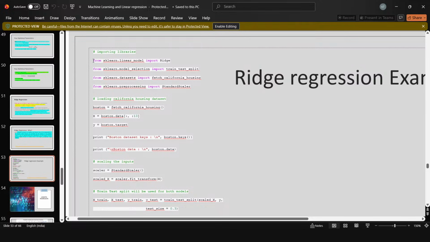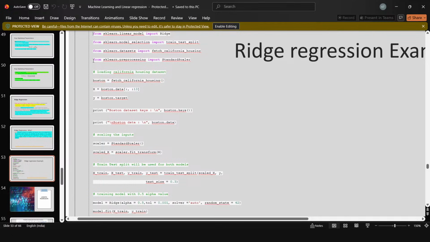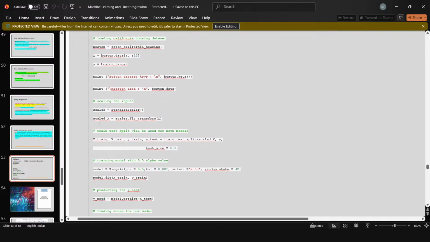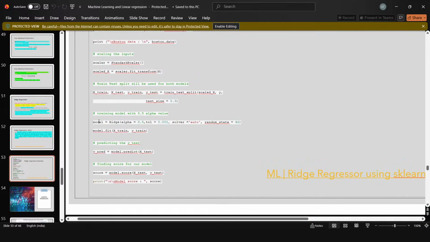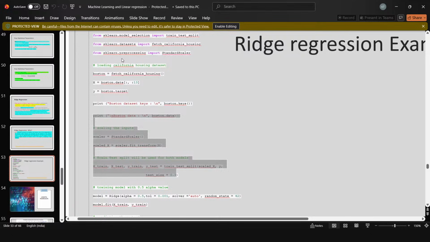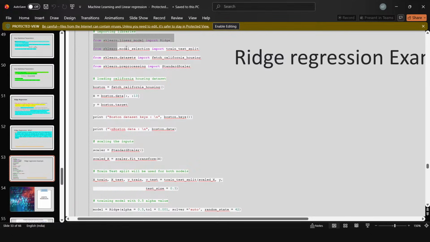This also has very little chance of showing up in the exam, but just see it once so that you won't be surprised when it comes, if at all it comes. Till this part, all the code is the same template. First, you are importing all the necessary modules, and then you are creating a data set. In this case, you are fetching the California housing data set.